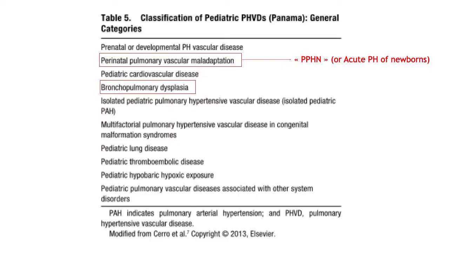So this is the classification that was published and modified from the work of Dr. Del Cerro from Spain. And as you can see, within the context of the pediatric population, there are various etiologies, and I'm particularly interested in the newborn pulmonary hypertension. You can think of, for example, conditions such as bronchopulmonary dysplasia or acute pulmonary hypertension of the newborn due to perinatal pulmonary vascular maladaptation.